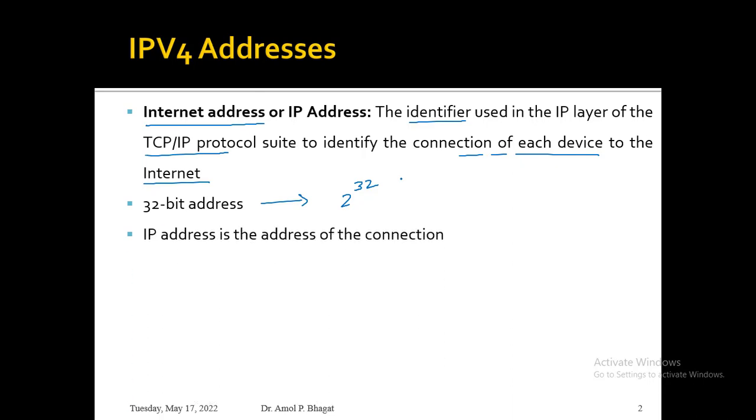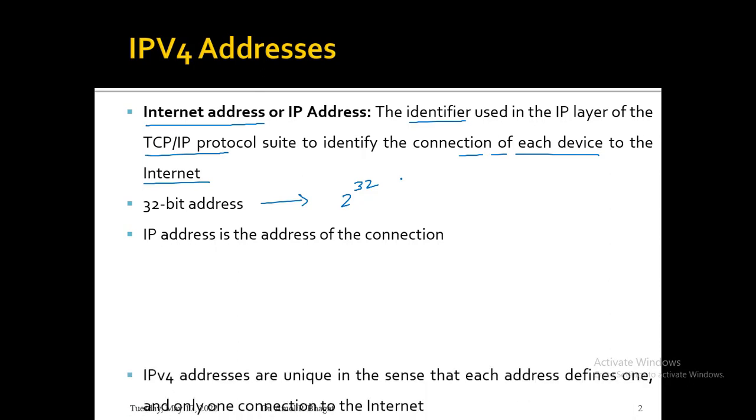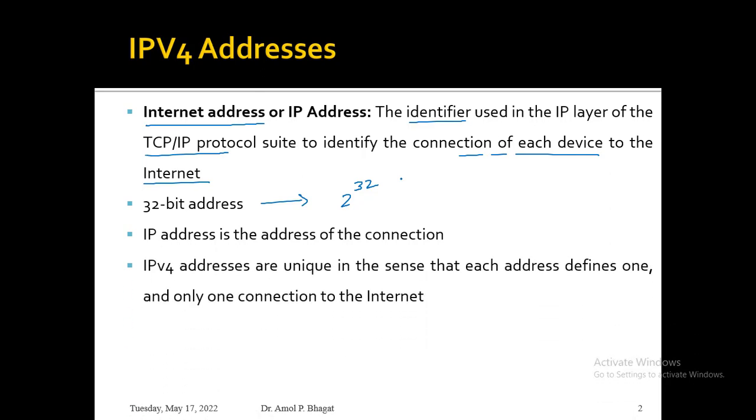As I said, an IP address is the address of the connection, not actually assigned to the device, but these addresses are assigned to separate connections. As you know, IP version 4 addresses are unique, right? Why are we calling those addresses unique? Because each connection will have a separate IP address. There will be only one address given to a single connection, right?